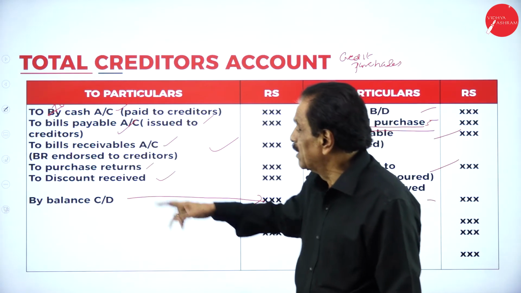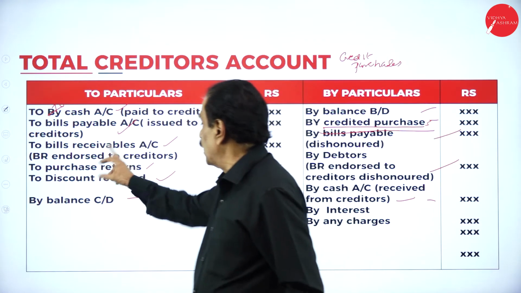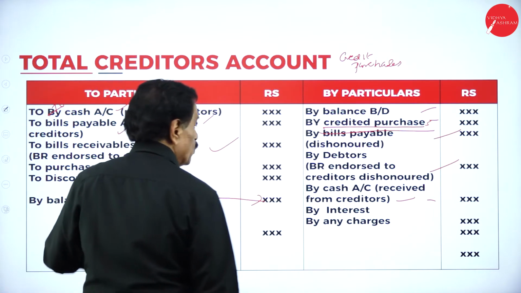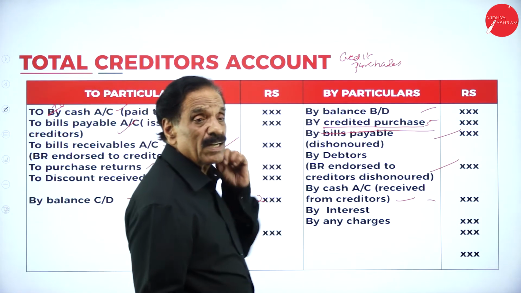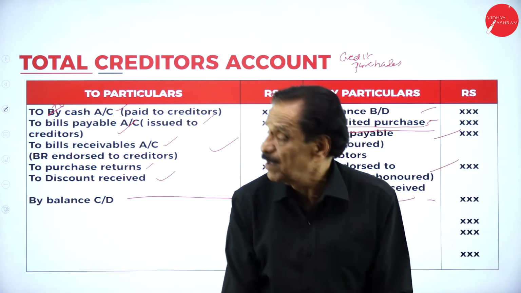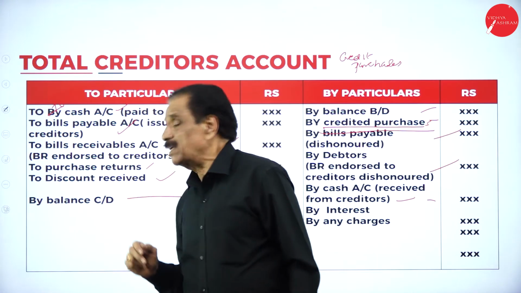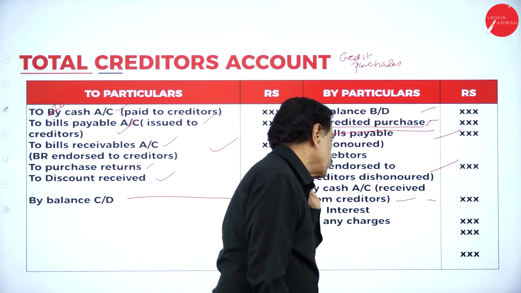BP dishonored. To BR account, BR endorsed to creditor. To purchases return. Then by discount received. In the debtor account, you have got sales return and discount allowed. Here we have got purchase return and discount received. Then to cash account, received from creditor.